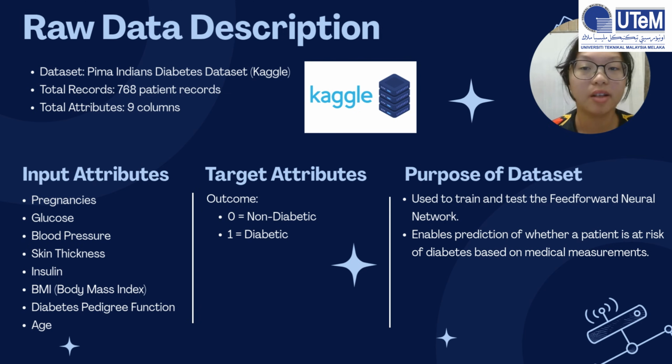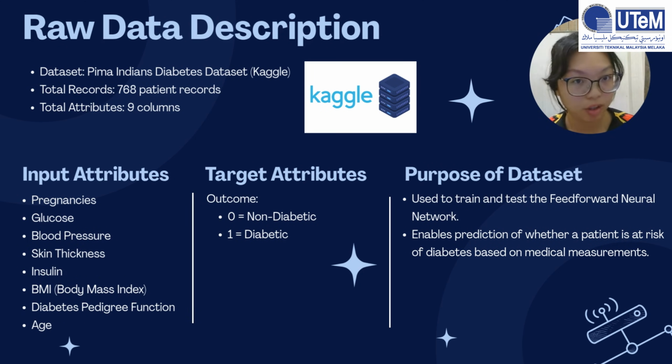So our dataset was actually taken from the Pima Indians diabetes dataset, which was found in Kaggle. The total records for this entire dataset is around 768 patient records, and there are a total of 9 columns of attributes.